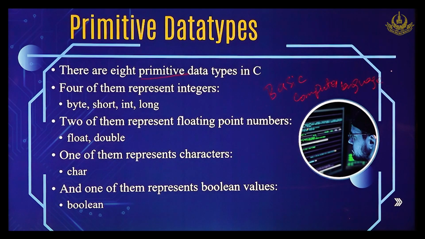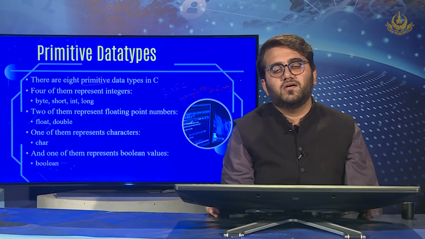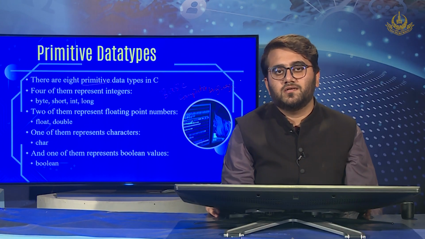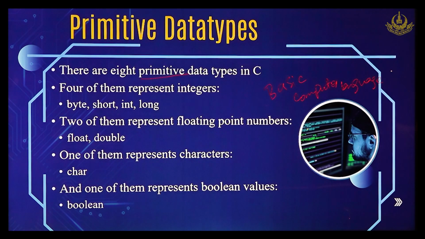Four of them represent integers, meaning they are related to numerical values, and these are byte, short, int, long. These are all similar to integers, they are forms of integers. However, byte is related to bits. Eight bits make up a byte.